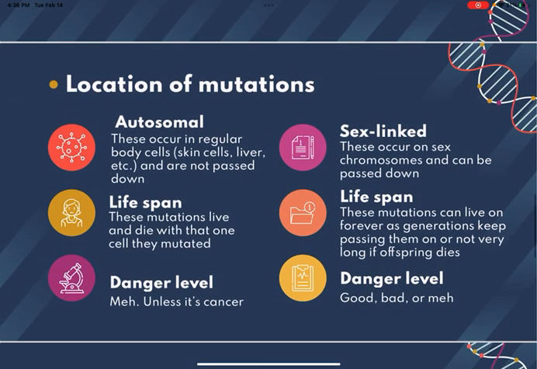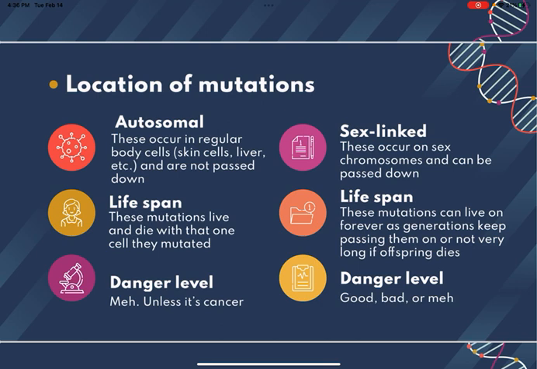And like I said, mutations can be located in different areas. If you have a mutation in a body cell, that is called an autosomal mutation, and those live and die with that one cell, and they usually don't affect you that much unless it is cancer. That is bad, obviously. If you are born with a mutation, that is called a sex-linked mutation, and you will live with that for your entire life because, again, it is in every single cell in your body.